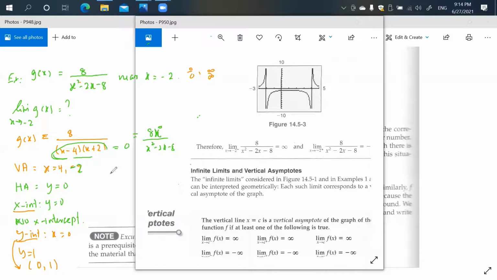And the vertical asymptotes are 4 and negative 2. You can see from the graph, they already plotted it for you. This is negative 2, and 1, 2, 3, 4, this point is 4. Okay. Now the y-intercept x 0, y 1. So this point is the y-intercept. This means 0 and 1 here. This is the y axis, and this is the x axis.